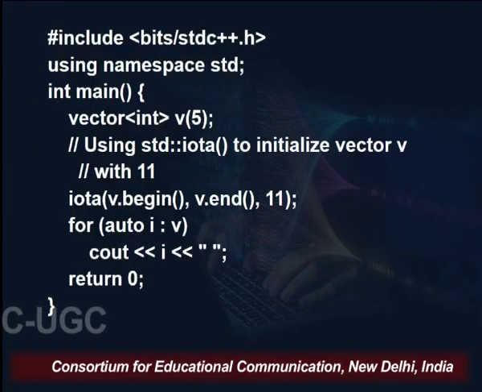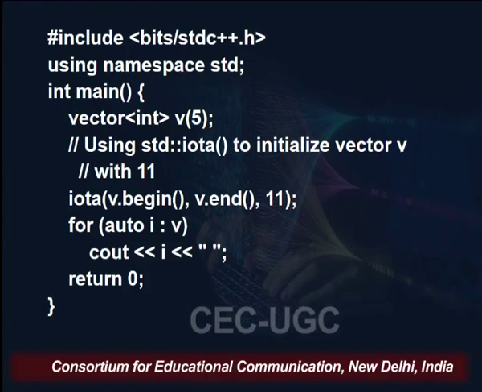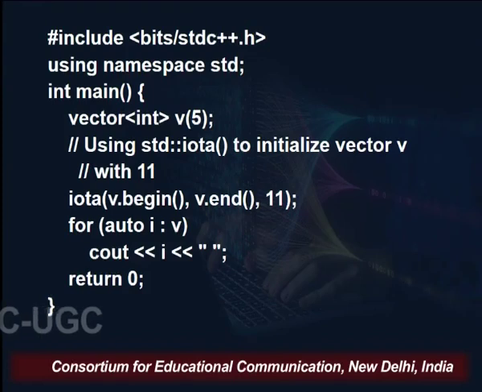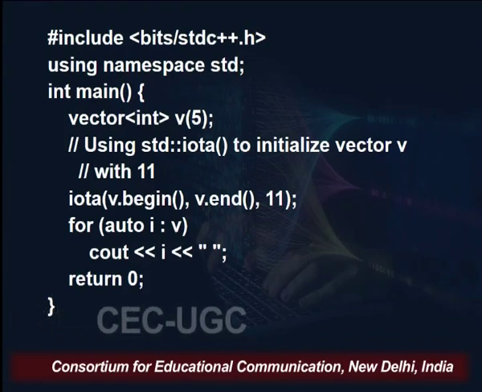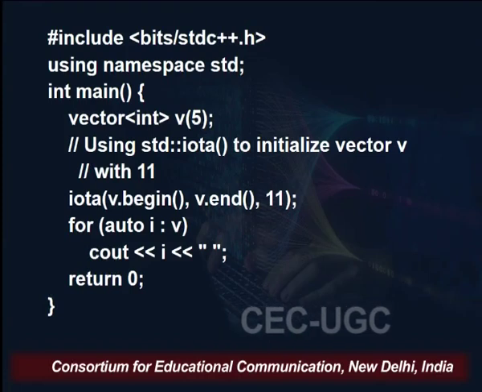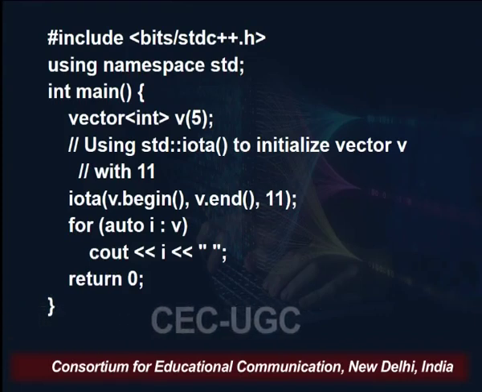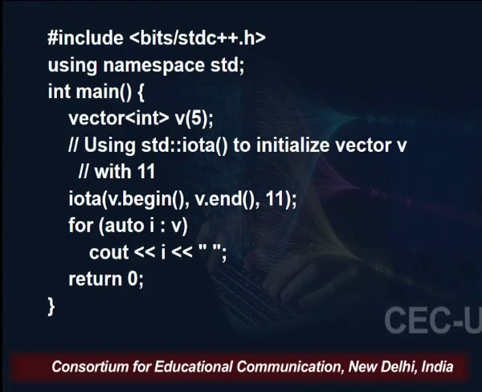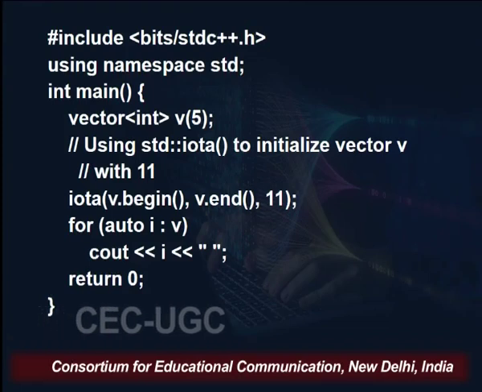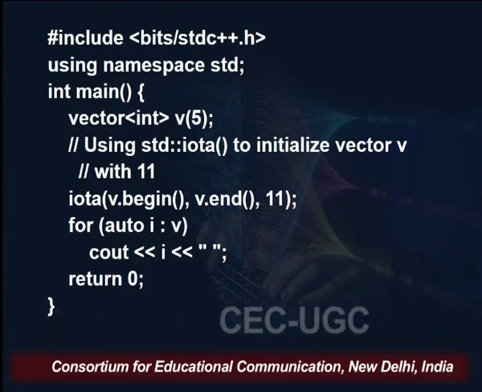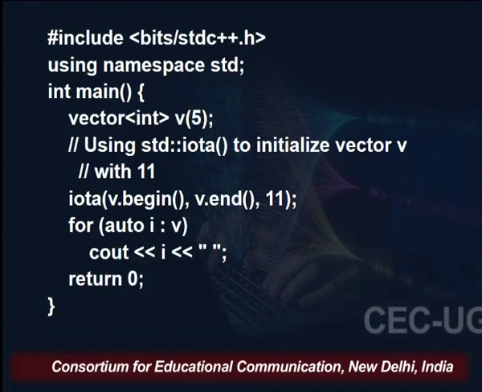Now, how is this going to be used? Here we have this function: vector<int> v(5), that is what we have created, a vector of 5 elements, and we are going to use this iota function to initialize this vector v with 11. So, iota(v.begin(), v.end(), 11), the elements are to be initialized starting with the value 11.